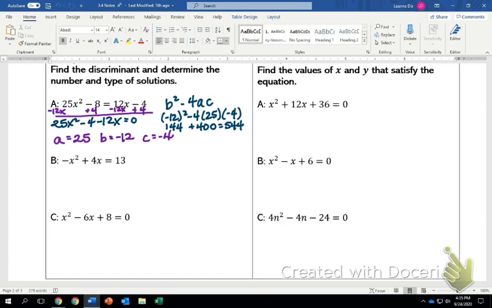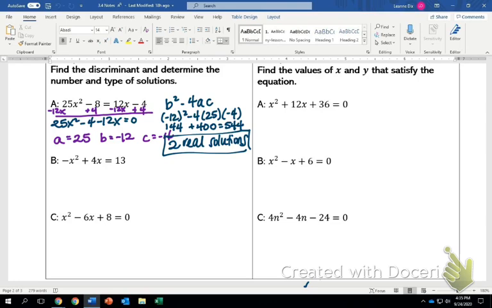So if I refer back to my notes just above this, then I can see that my answer is this is going to give me 2 real solutions. It's not telling me what the solutions are. It's just telling me that whatever they are, they're going to be real numbers. So the one beneath that, we have a negative x squared plus 4x equals 13.